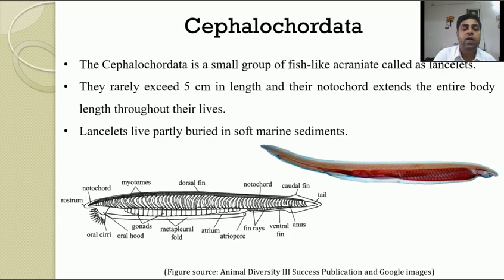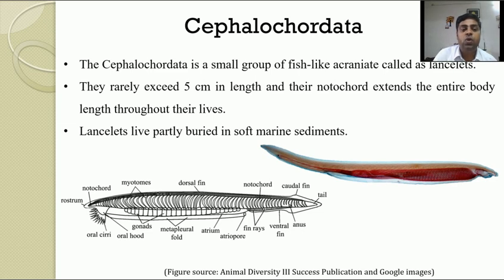This cephalochordata is again a small group of fish-like acraniate organisms, and they are commonly known as lancelets, because if you see the shape of this organism, it looks like a lancelet, or blood lancelet. Hence they are referred to as lancelets.